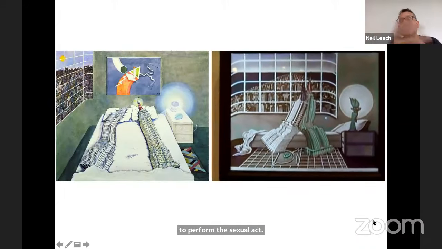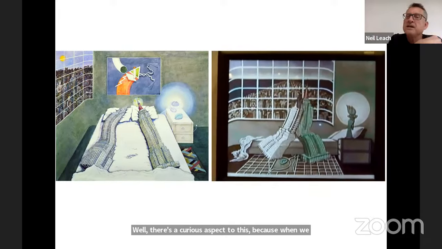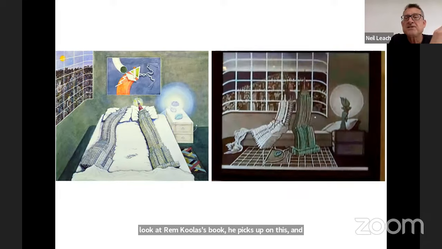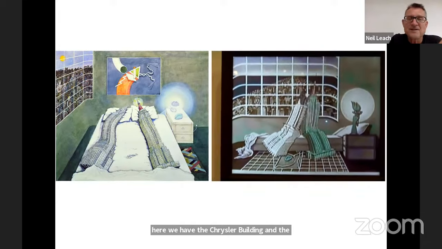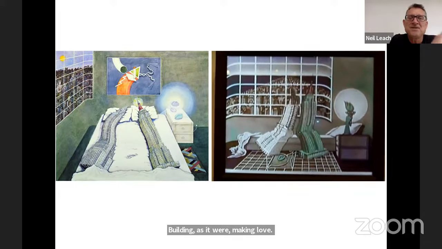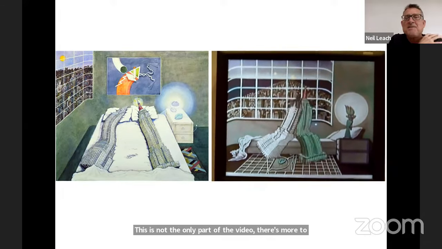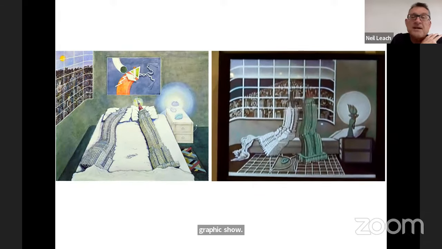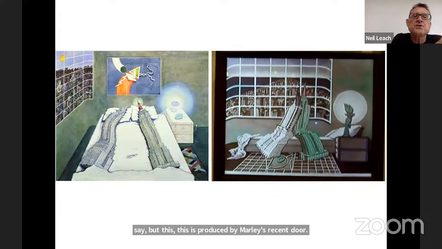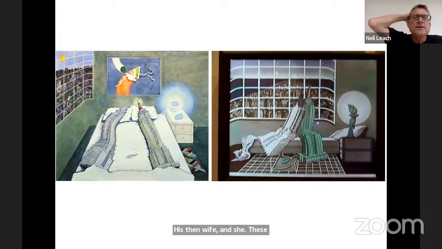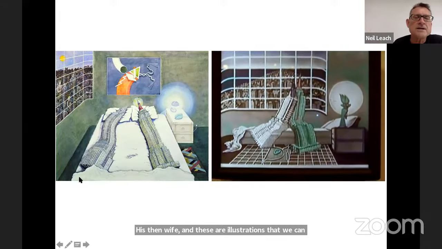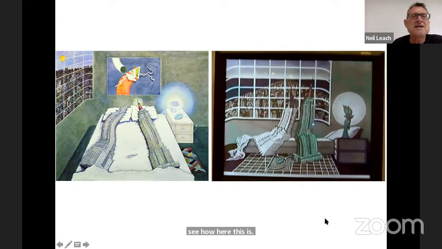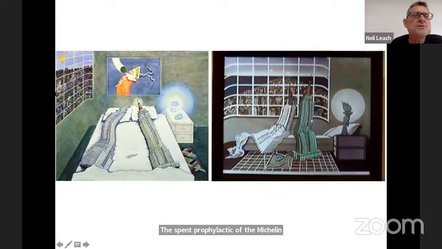Well, there's a curious aspect to this, because when we look at Rem Koolhaas's book, he picks up on this. And here we have the Chrysler Building and the Empire State Building, as it were, making love. There's more to it than I don't think I could show, where it gets a bit graphic, shall we say. But this was produced by Marlies Vriesendorp, his then wife, and these are illustrations used in Delirious New York, and you can see here the spent prophylactic of the Michelin balloon, and in the background you can see these skyscrapers staring in.